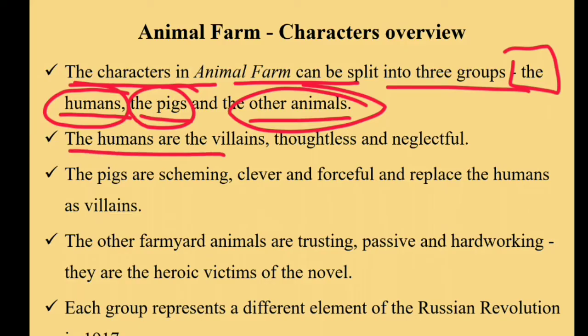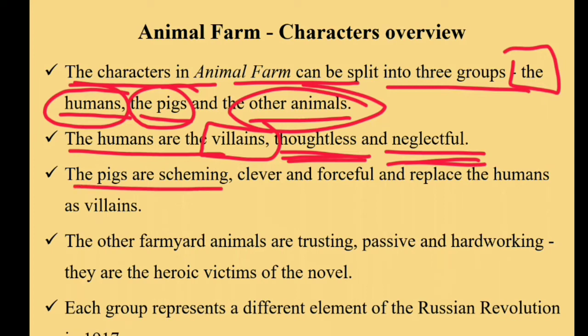The humans are the villains, thoughtless and neglectful. I told you that animals are much better as it is projected through the novel. Okay, here animals are much better than human beings. Human beings are thoughtless. Okay, they are insensitive and neglectful. They are neglectful towards the needs of others. Okay, the pigs are scheming, clever, and forceful, and replace the humans as villains.